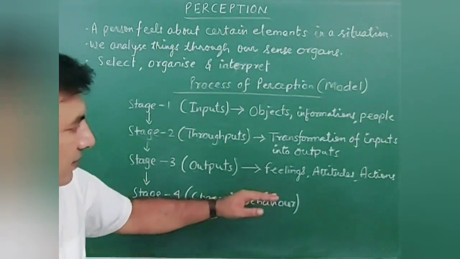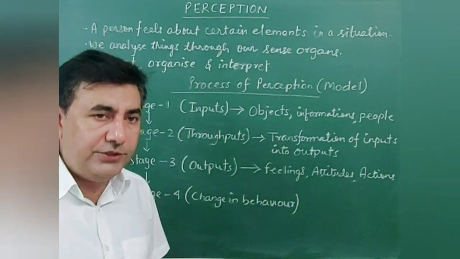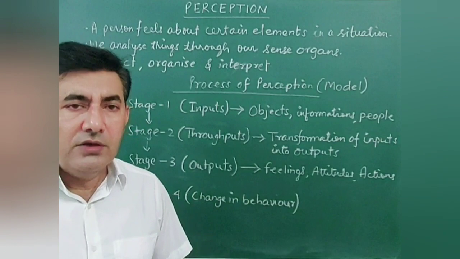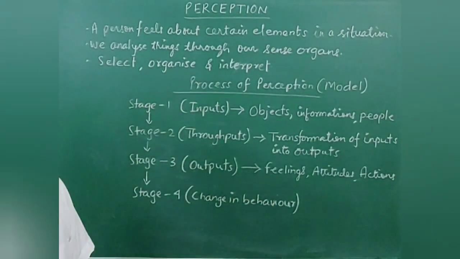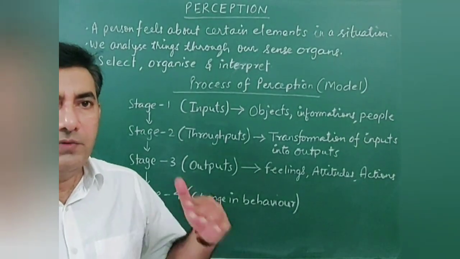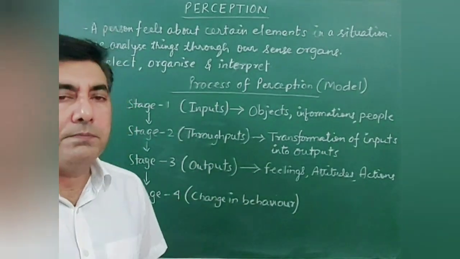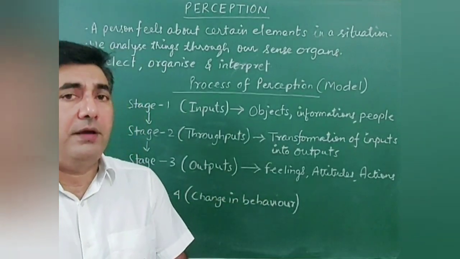In the third stage, we produce outputs or results. What are those? They can be our feelings, they can mold our attitudes, they can change our actions. So all these things will comprise the result of perception. And lastly, the change in behavior. Our behavior changes according to perception. So whatever we perceive will change our behavior.